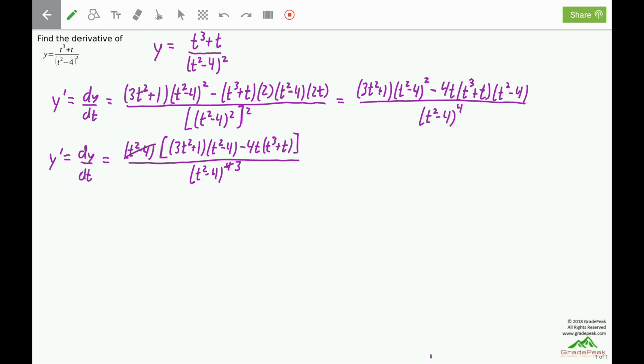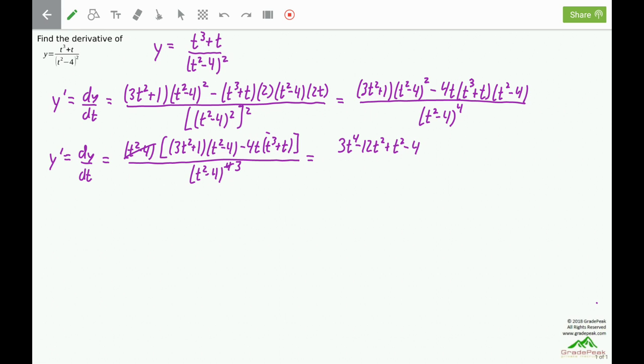At this point we're now going to FOIL this expression because we're going to be able to combine like terms in that numerator. So foiling that out, I'm going to have a 3t squared times a t squared. That'll be 3t to the fourth for our first. Our outside 3t squared times a negative 4 will be negative 12t squared. Our inside 1 times t squared will be a positive t squared, and then our last 1 times negative 4 will be a negative 4.